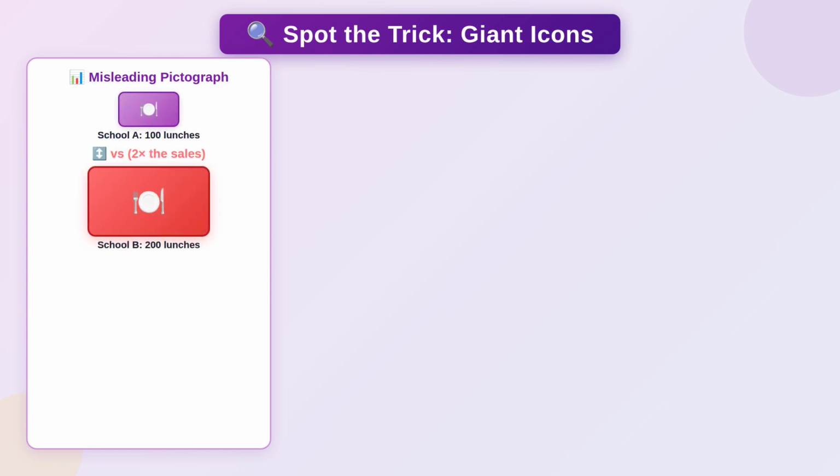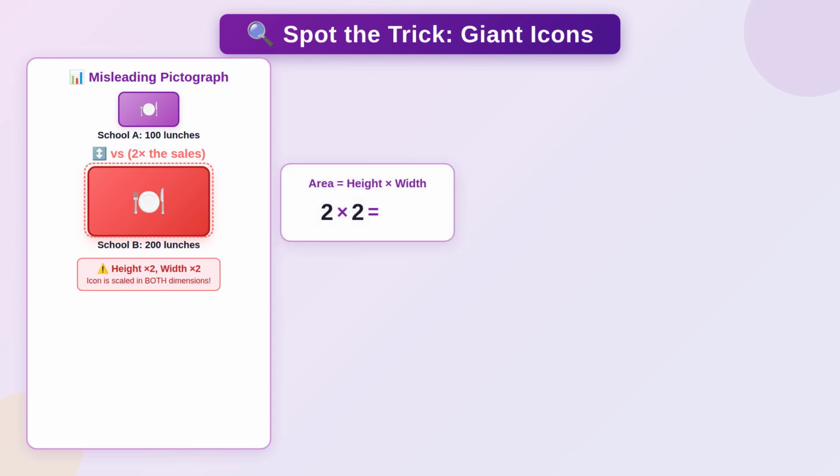Let's tackle the pictograph trick with Maya. A pictograph shows School A sold 100 lunches, and School B sold 200 lunches, exactly twice as many. The designer doubled both the height and the width of School B's lunch tray icon to make it look bigger.